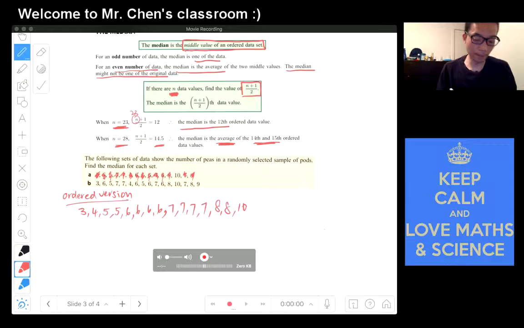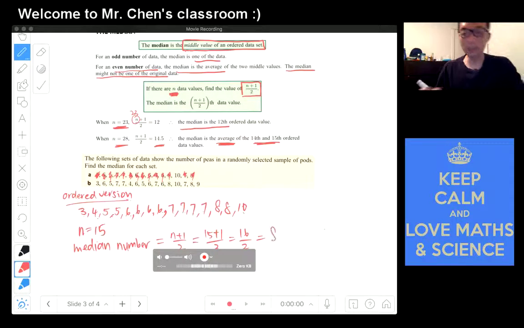So how many numbers are there? You have 1, 2, 3, 4, 5, 6, 7, 8, 9, 10, 11, 12, 13, 14, 15. So we have 15, which means n will be 15. N is the number of samples. There are 15 of them. So your median number will be n plus 1 divided by 2, which is 15 plus 1 divided by 2. 16 divided by 2 is 8.